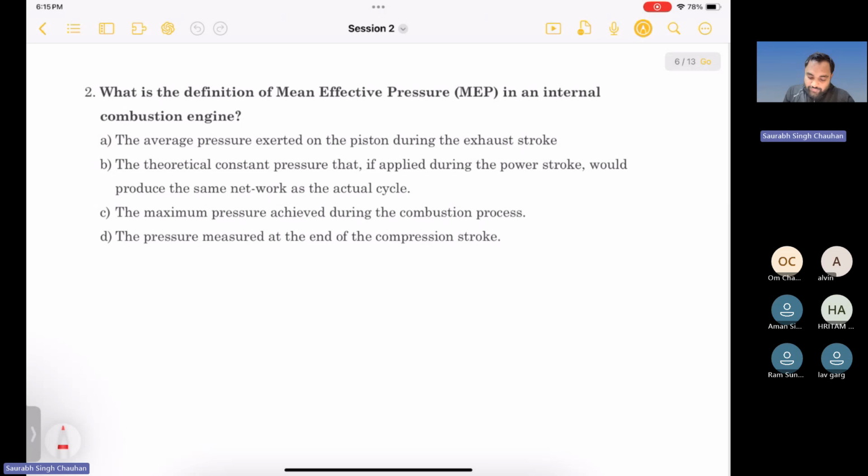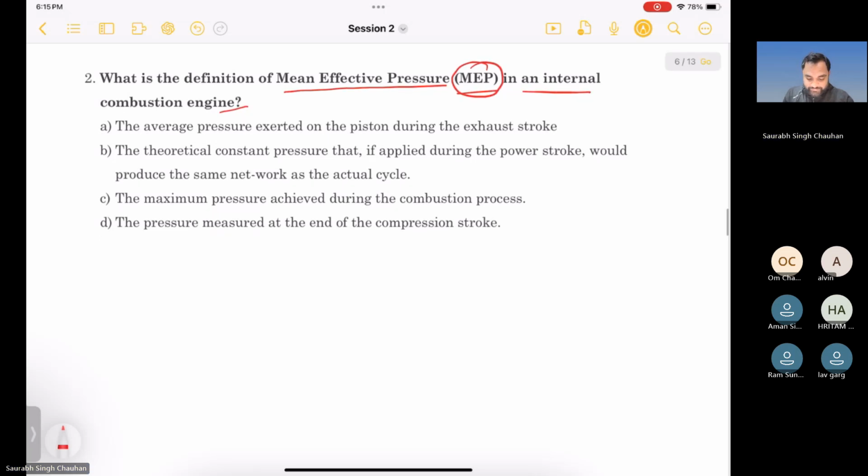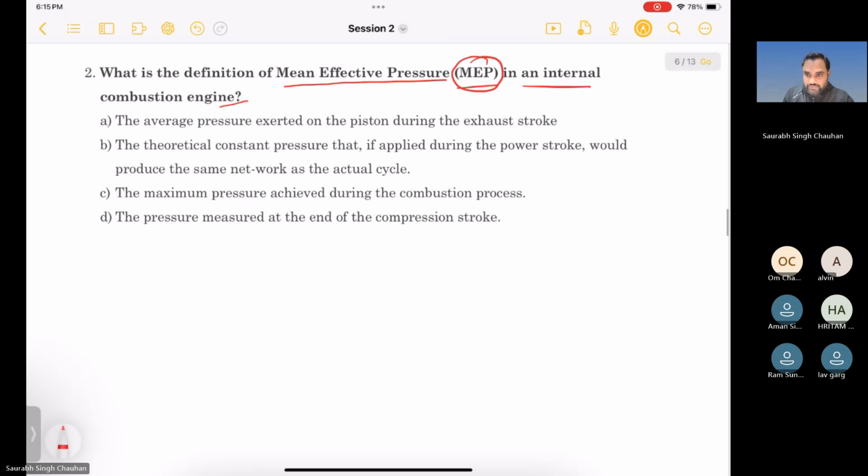What is the definition of mean effective pressure, MEP, in an internal combustion engine? So I think mean effective pressure has been discussed in week 2, right? So you can easily answer this. There are four options. Option A says the average pressure exerted on piston during the exhaust stroke.